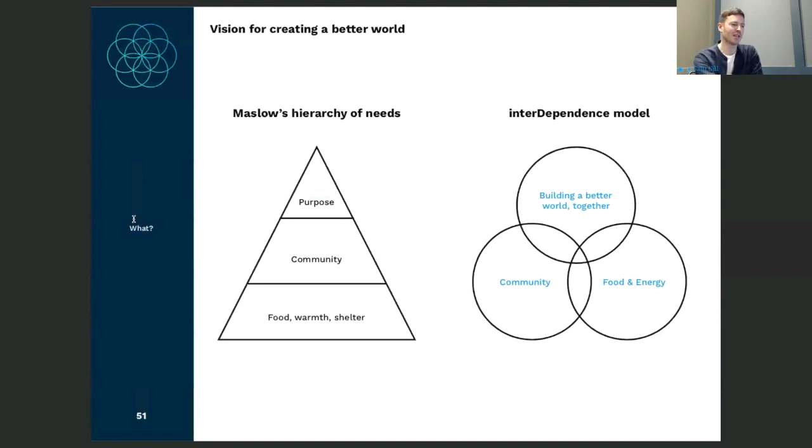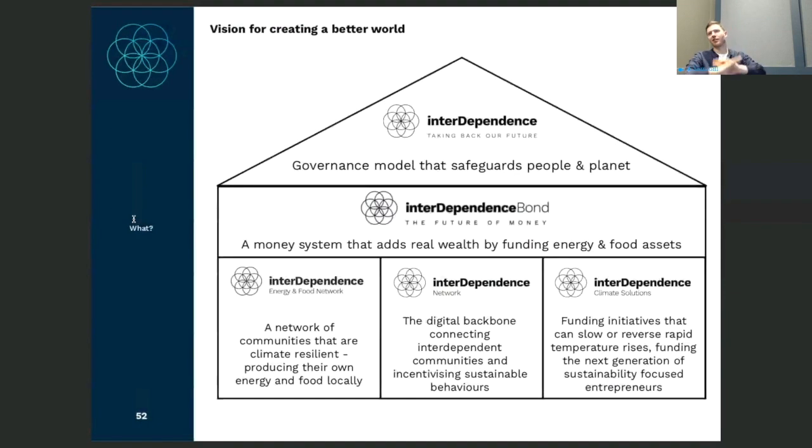Okay, so essentially just giving a bit of context of how this all fits together. Ultimately, when we're talking about interdependence, we're really looking at the governance model that we started to talk about there. So thinking about what are those key ingredients that might enable us to avoid perpetually falling back into the same trap. The interdependence bond, we'll talk about that in a minute, but it's really thinking about how we recycle the money we have in the current system to actually build the infrastructure we so urgently need to create.